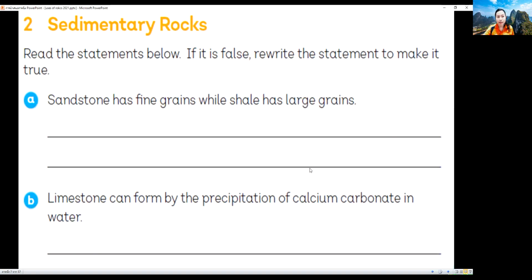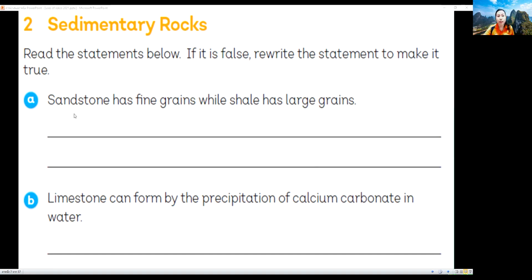Next, for number 2, this is about sedimentary rock. Read the statement below. If it is false, meaning if it is wrong, you need to write the correct sentence to make it true. Number 1, sandstone has fine grains, while shale has large grains. What do you think? Is it true? If it's true, you don't need to write anything here. But if it's false or wrong, you need to write the correct sentence here.